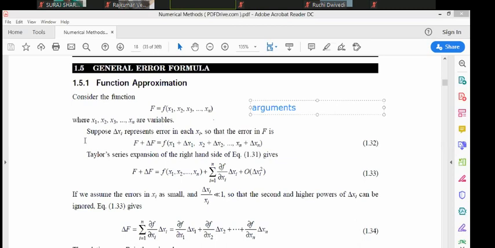Suppose delta xi represents the error in each xi, so that the error in f is this particular expression. Suppose this delta xi represents 5 centimeter. Then we are not able to measure that very length or distance exactly or truly. So 5 centimeter means the object is 5 centimeter, but exactly it is not 5. So observed value equals true value plus some error.